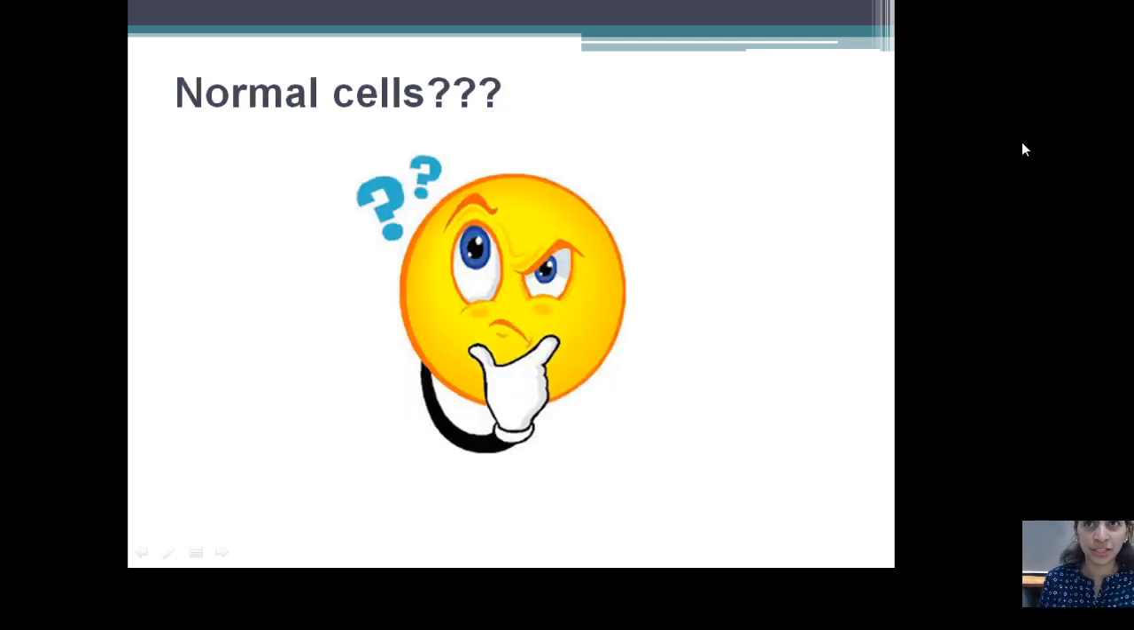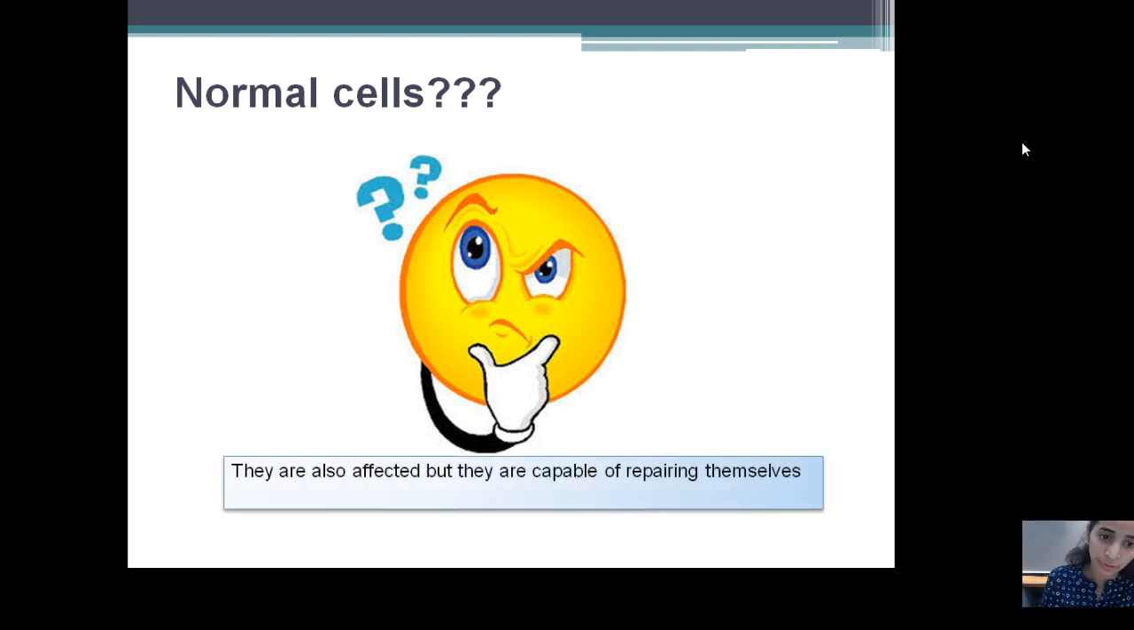So the question is, it is affecting the cell, but we did not say whether it is the tumor cell or a normal cell. If it is killing the tumor cells, it must be affecting the normal cells as well. So what is happening to the normal cell? They are also affected, but they are capable of repairing themselves. As we know, the tumor cells have genetic mutations, which is the reason they are not able to undergo apoptosis. The normal cells are able to repair themselves.